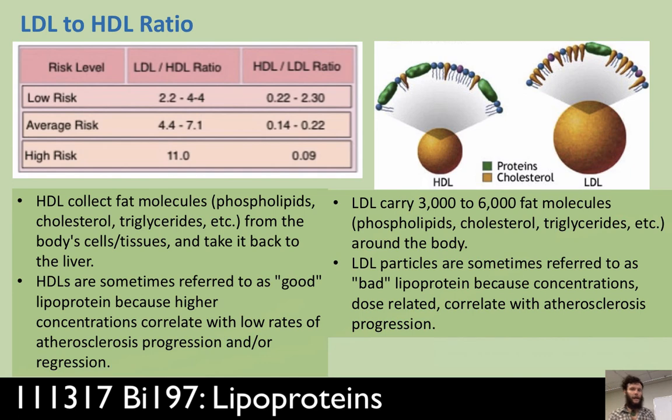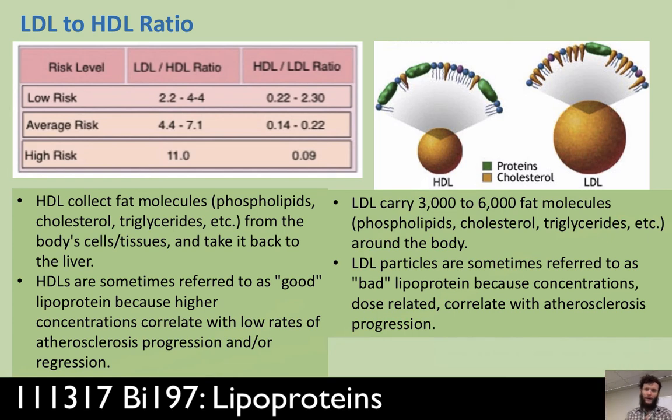Okay, so LDL to HDL ratio. Let's talk about it. In general, if you look at that ratio of LDL to HDL, if it's low, so between 2 and 4, then you're at low risk. If you are between 4 and 7 in your blood titer, that makes you an average American. That's typical. And above 11 puts you at higher risk of coronary heart disease.